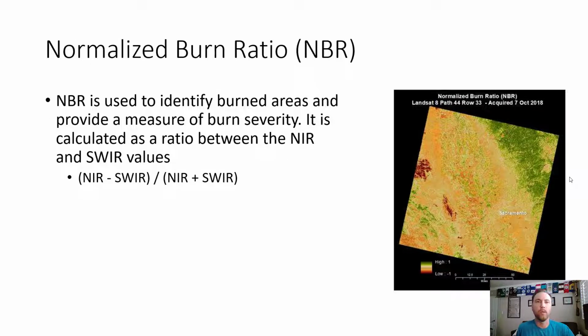Then lastly, we have normalized burn ratio. This is especially helpful here in the Western United States, where wildfires are a common occurrence and essentially something we live with on a year-to-year or month-to-month basis. So NBR is used to identify burned areas and provide a measure of burn severity. It's calculated as a ratio between the near infrared and the shortwave infrared values. So it's near infrared minus shortwave infrared divided by the sum of near plus shortwave. It's calculated the same way as NDVI, but instead of using red plus near infrared, it's near infrared plus shortwave infrared.